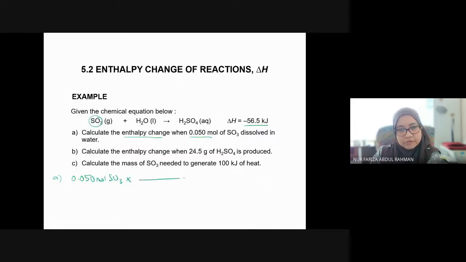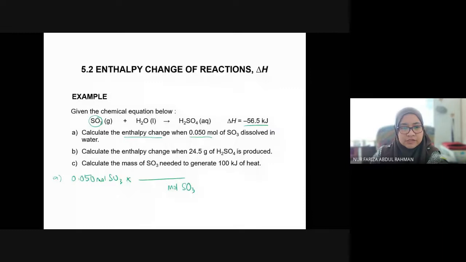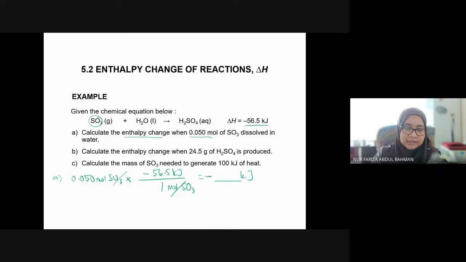Okay, so this is the conversion factor. Down here we should have mole SO3. The conversion factor we can obtain from the balanced equation: 1 mole of SO3 will release 56.5 kilojoule of heat. So you can solve for this one and then you will get the kilojoule. Don't forget the sign. Alright, so how about B?